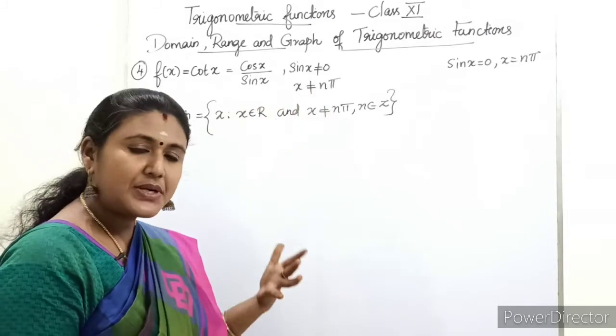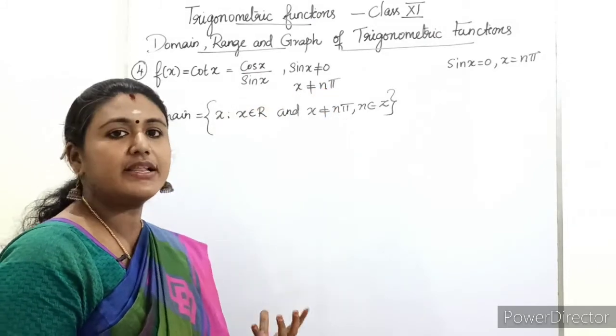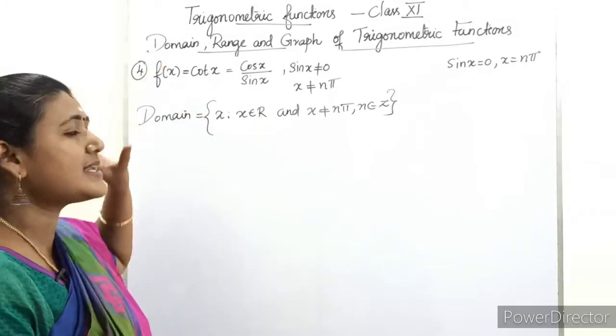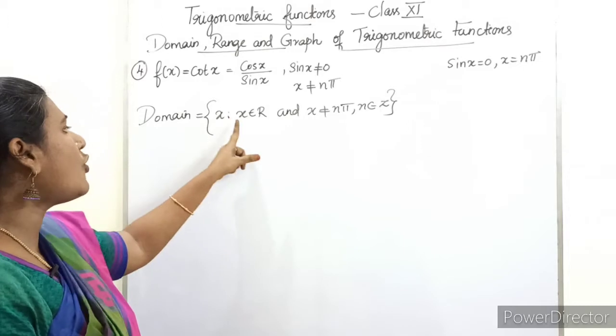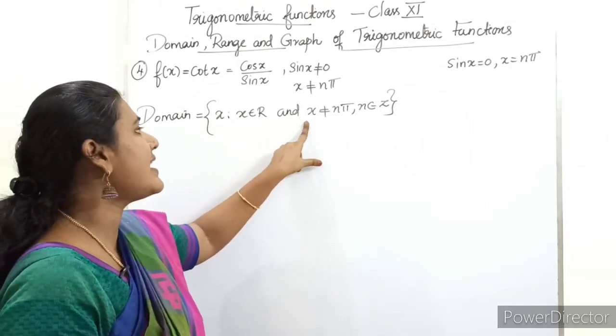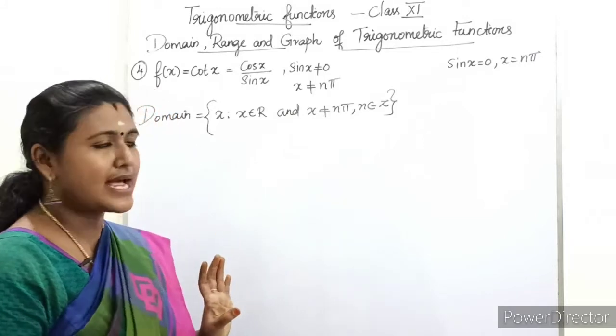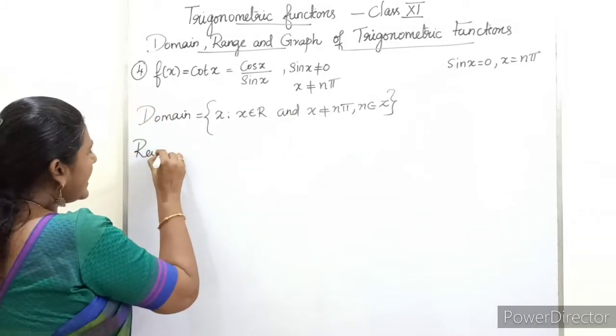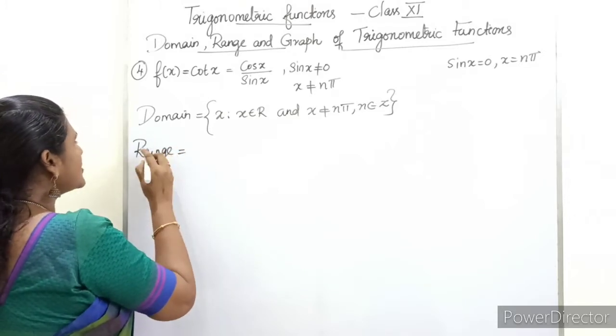Except this angle, all other real values x can take. At this point the function is defined also. So the domain is the set of all x such that x belongs to R and x should not be equal to n pi, where n belongs to Z. Now we will see the range and the graph of the function cot x.